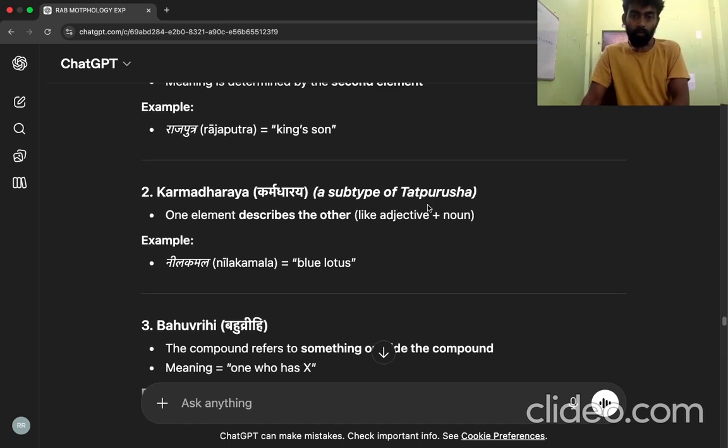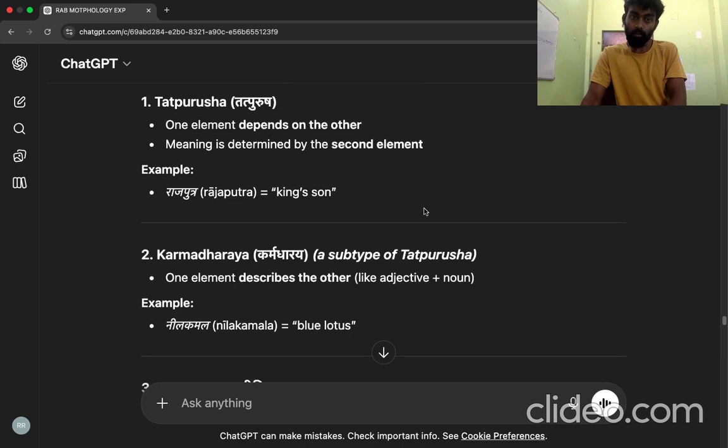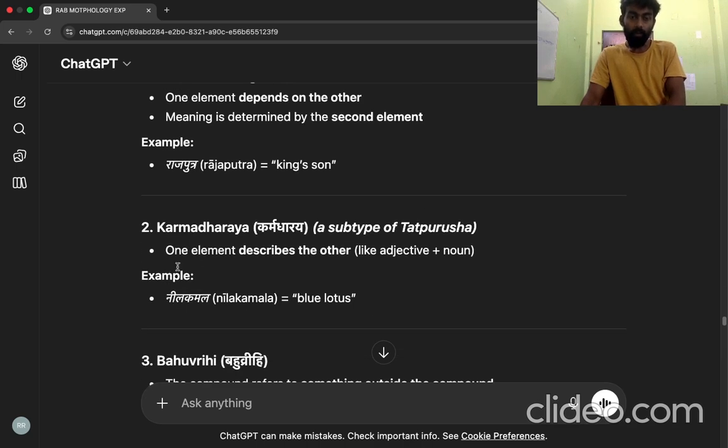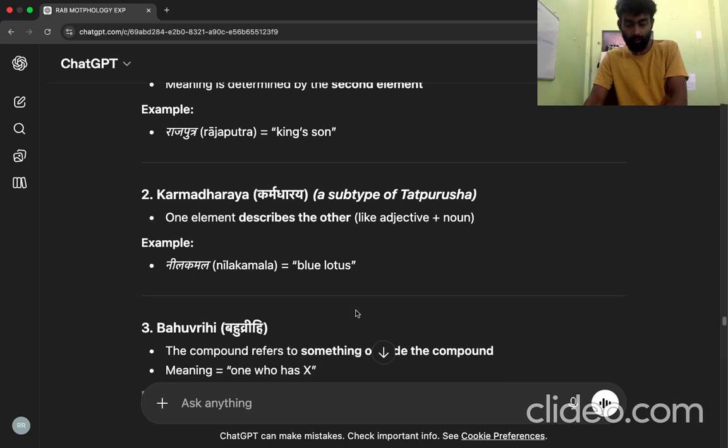Karmadharaya compound, a subtype of the Tatpurusha compound itself, where one element describes the other, like adjective plus noun. Neel Kamal, blue lotus: adjective plus noun. Example: Nilakamala equals blue lotus.